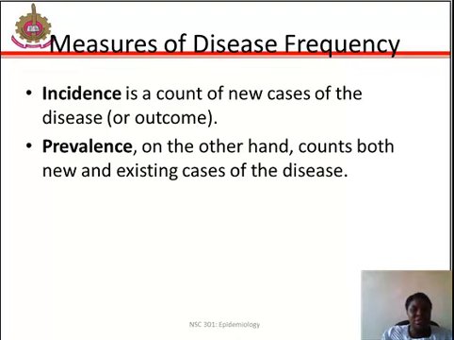Measures of disease frequency. There are several means by which the occurrence of disease may be measured. The commonly used measures of incidence and prevalence can be distinguished by differences in the time of disease onset. Incidence is the count of new cases of the disease or outcome, while prevalence, on the other hand, counts both new and existing cases of the disease. Measures of disease frequency are used to describe how common an illness or other health event is, with reference to the size of the population at risk, and a measure of time.